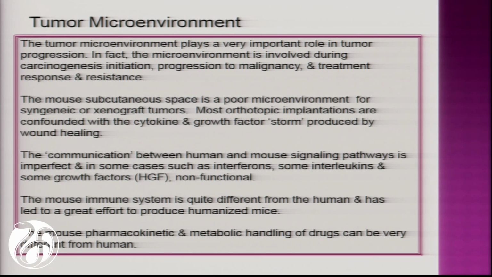The mouse immune system is also quite different than the human. And there has been and continues to be a great effort to produce mice with human or humanized immune systems so that we can test immunotherapies in a mouse with a human tumor and a more or less human immune system to see if these will work. And the mouse often has different pharmacokinetics and metabolic handling of drugs than a human patient. It's not only a matter of tolerable dose, but sometimes it's also a matter of metabolism being different in the mouse and the human.